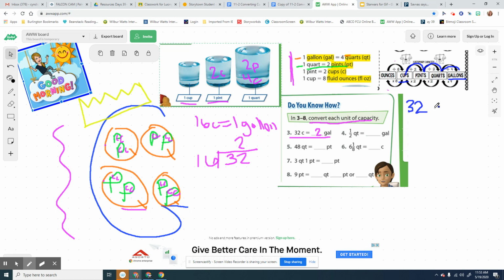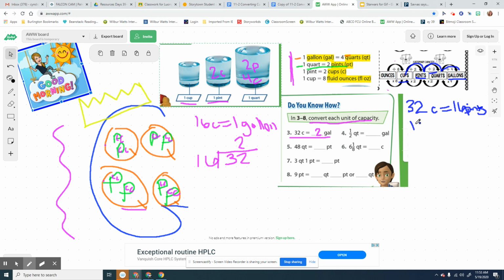So 32 cups is going to equal how many pints? Well, I divide by 2. So 32 divided by 2 would be 16 pints. But I don't want pints. I want gallons. So now in order to get to quarts, I need to divide by 2. So 16 divided by 2 is going to give me 8 quarts. Okay, but again, I'm not looking for quarts, I'm looking for gallons. So I need to do one more swoop to get from quarts to gallons. And my chart up here tells me I'm going to divide by 4. So 8 divided by 4 is going to give me 2 gallons.